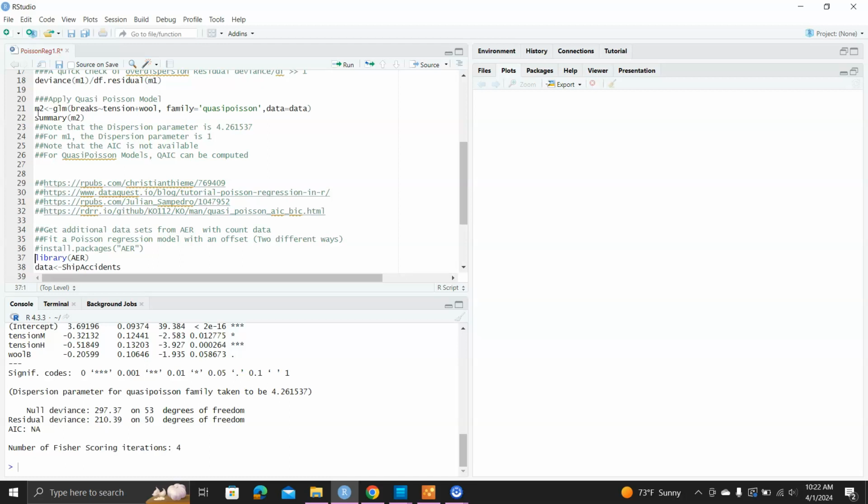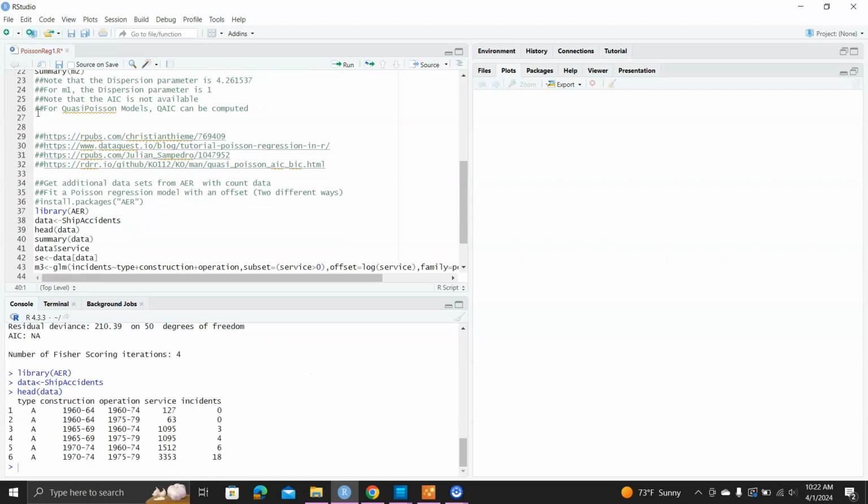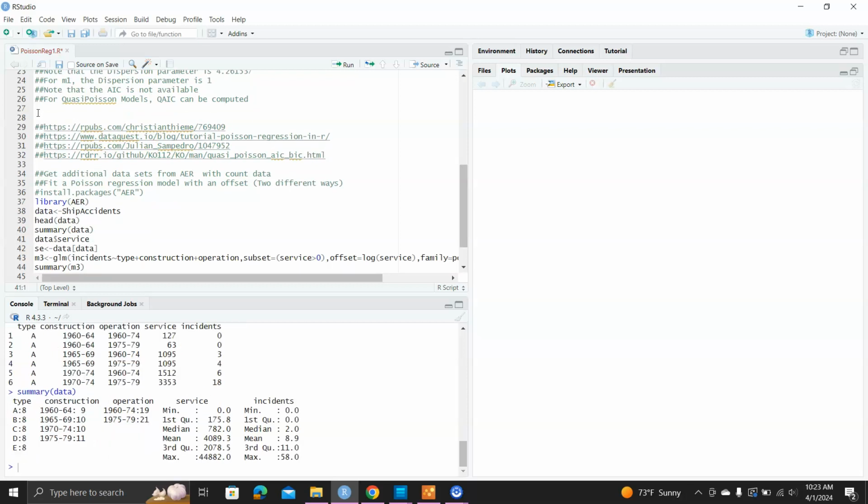First, let's get another data set. I'm going to load the library AER and get the ShipAccidents data. You can see the first few rows. The incidents column is the counts, that's the dependent variable. You get service, which is the, I don't know, number of months of service. That's our offset term, the exposure. Then you have type, construction, and operation. Let's take a look at the incidents. It has zeros. So if we want to take the natural log of the amount of service, then it cannot be zero.